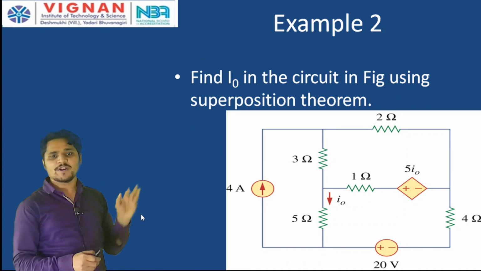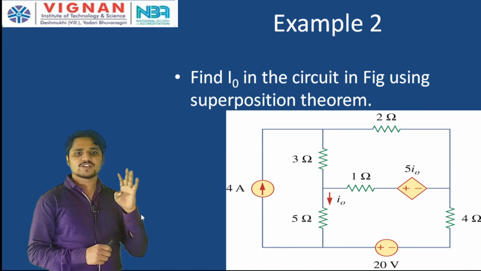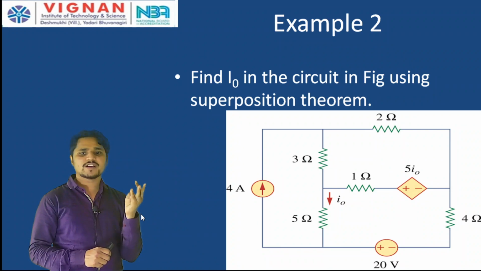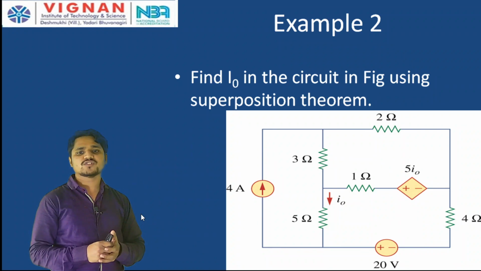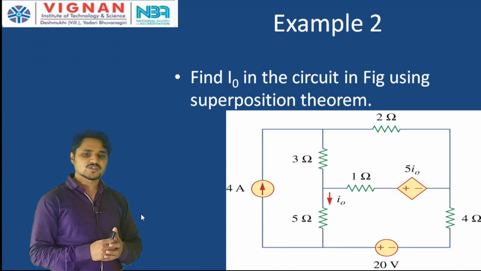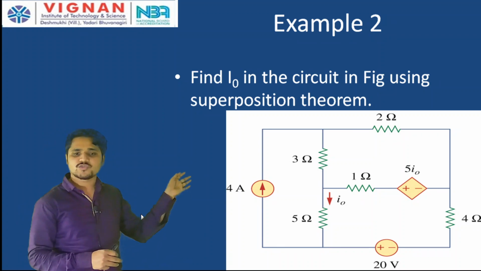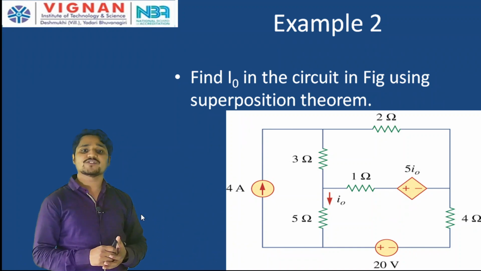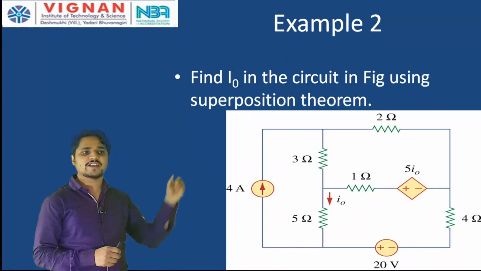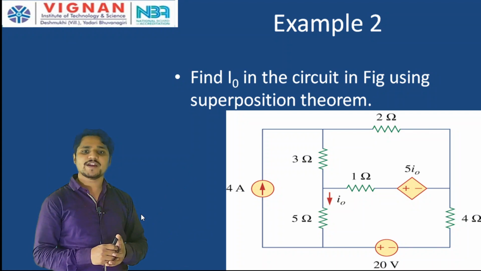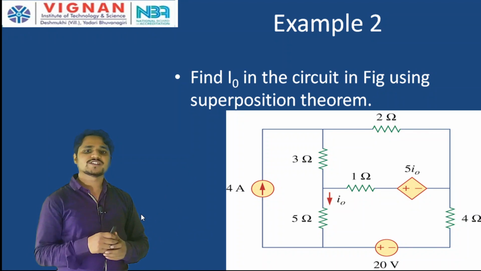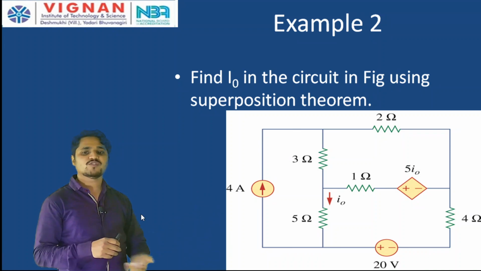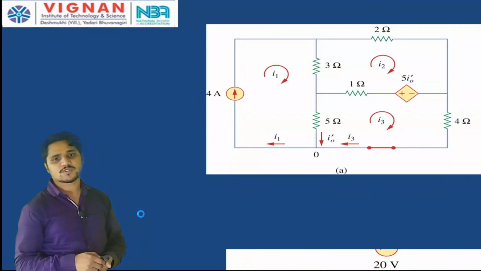How many sources are there here? Three sources are there. One is a 4 ampere current source, next a 20 volt voltage source, and a 5 I0 voltage source. The 4 ampere current source and 20 volt voltage source are independent sources, whereas the 5 I0 voltage source is a dependent voltage source. Its value depends upon the current flowing through the 5 ohm resistor. We have to solve this network by using the superposition theorem.